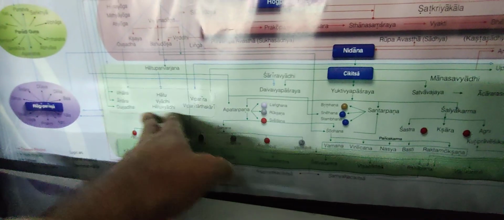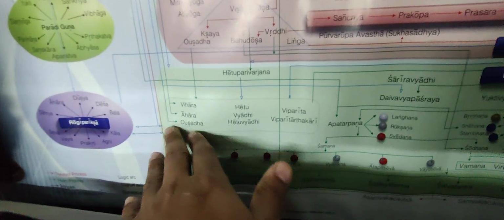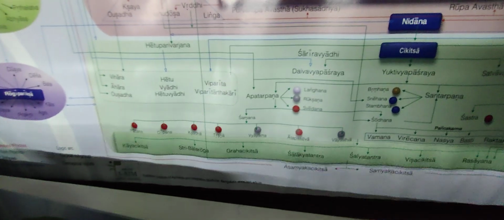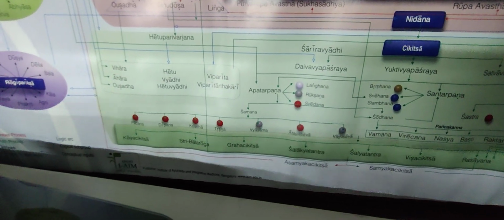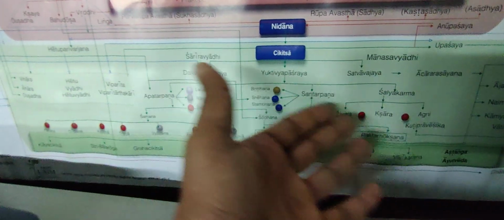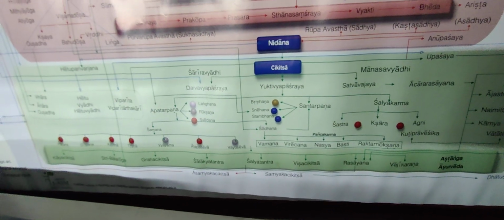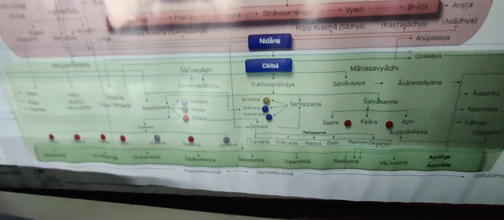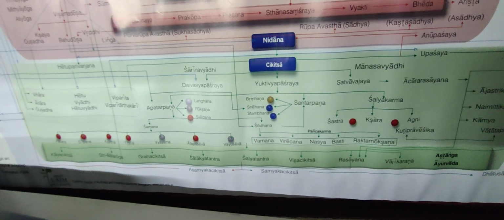The holistic approach of Ayurveda management aims at establishing health through multifarious treatment modalities including counseling, advising. In the Chikitsa Sthana, you can see how the Chikitsa is. You can see the points which we mentioned earlier: Ahara, Vihara, Aushadha, Hetu, Vyadhi, Viparita and Viparita Arthakari. In the Chikitsa you have Daiva Vyapashraya, Yukti Vyapashraya, Sattvavajaya, Rasayana. Rasayana has its own systems, again a separate chart.